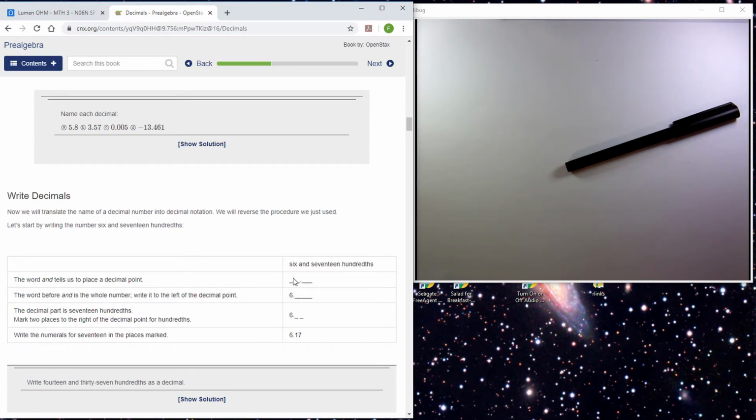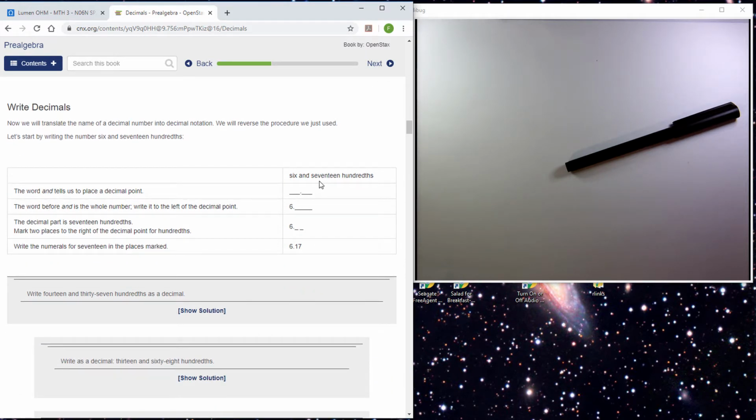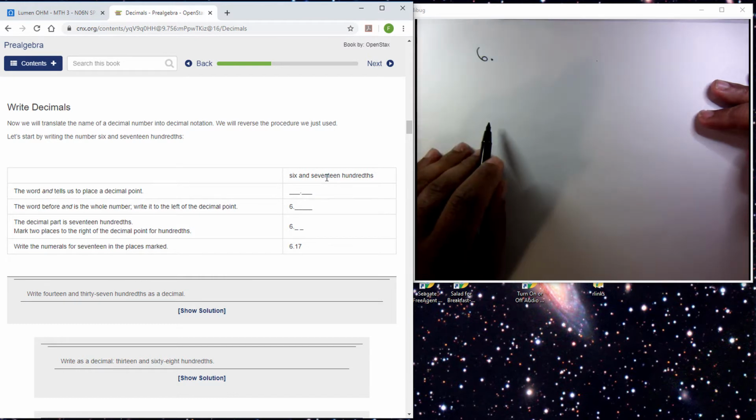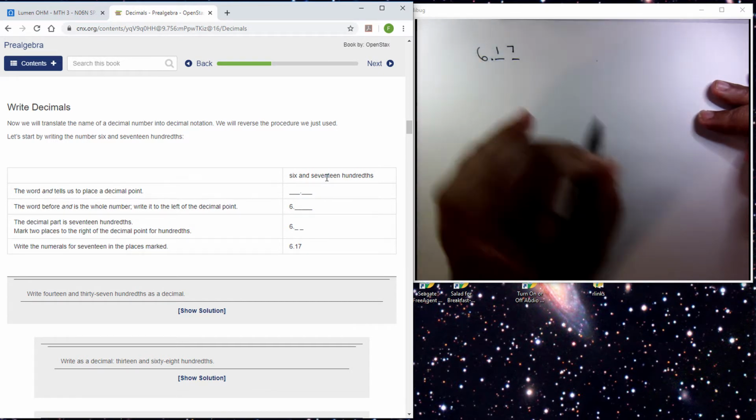Now we're going to go back the other way and take literal phrases and translate them to numeric ones. The first one we have here is 6 and 17 hundredths. The part before the decimal, the whole part, will be 6, and the "and" is the decimal. We read the rest from the furthest place out. So we have the tenths and the hundredths place. So we read this as 6 and 17 hundredths.